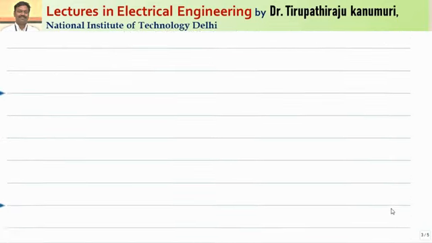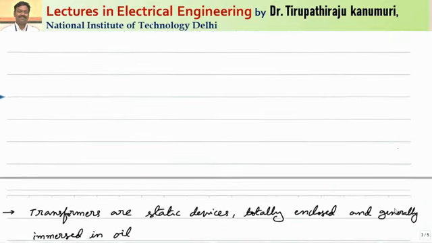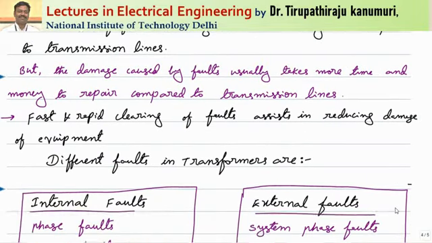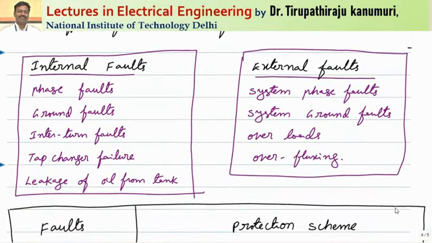So we can summarize the different types of faults that can happen. The different types of faults are internal faults. These internal faults can be phase faults and ground faults, which are between two phases or where any one conductor is grounded or connected to ground because of insulation failure, or they can be inter-turn faults, tap changer failures, or leakage of oil from the tank.